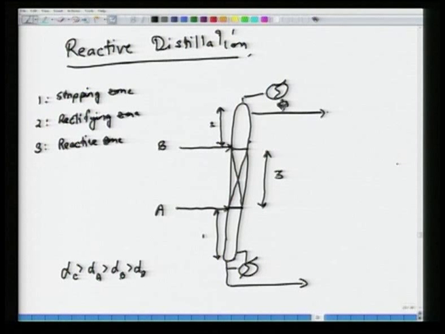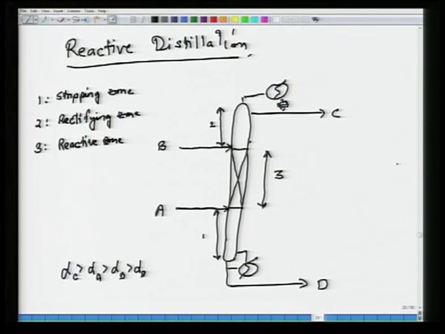formed, C being the lightest, that leaves up the top, D being the heaviest, that leaves down the bottom. So, what does the rectification zone do? It prevents the unreacted A from leaving up the top. Unreacted A and any unreacted B, that is, since the reacted C is light, AB are heavy.